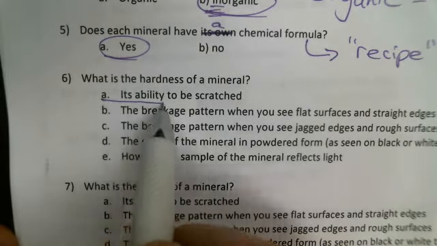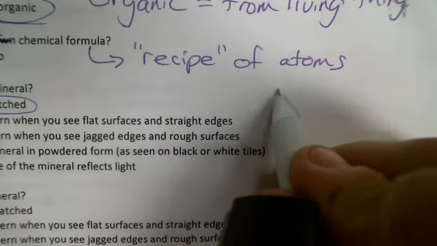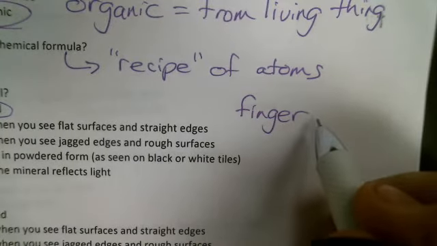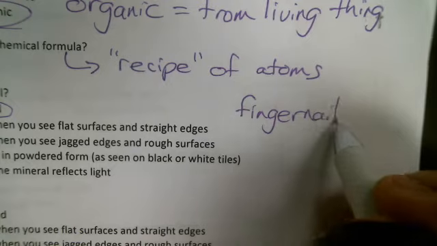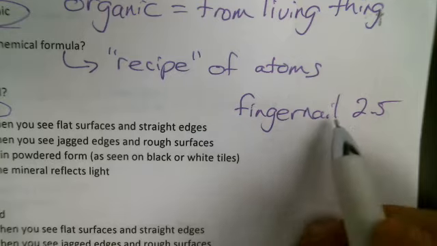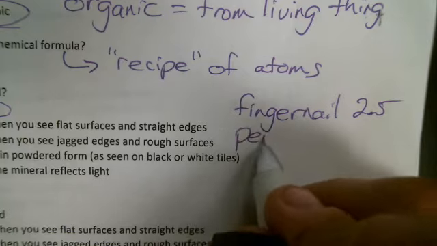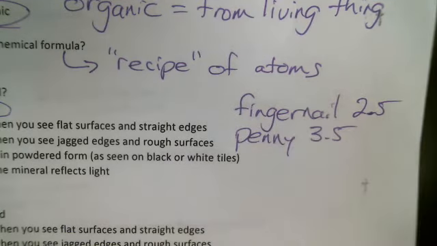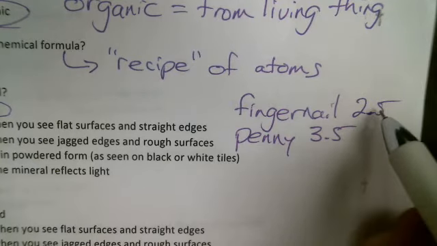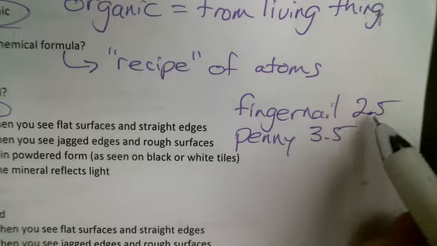Number 6, what is the hardness of a mineral? And the hardness is the ability to be scratched. We have a limited number of things that we test our minerals by in our classroom. A fingernail has a hardness of 2.5. So if a mineral can be scratched by a fingernail, that means that it is softer or less than 2.5. A penny is 3.5. So if a mineral can be scratched by a penny but not by a fingernail, that means that the hardness of the mineral is somewhere in between these two numbers.